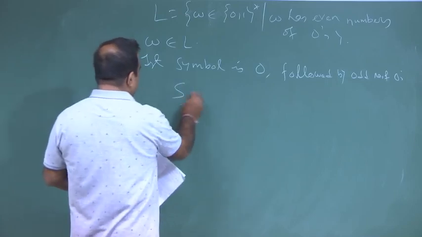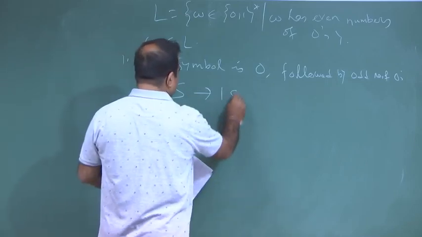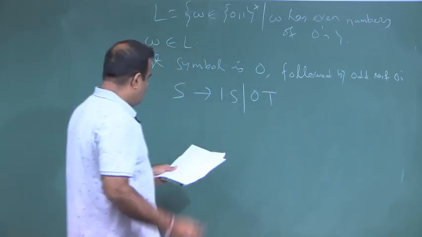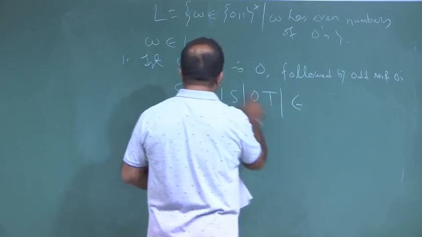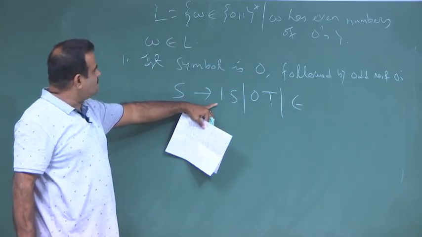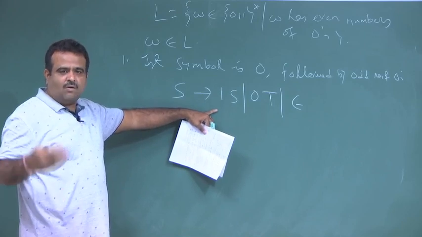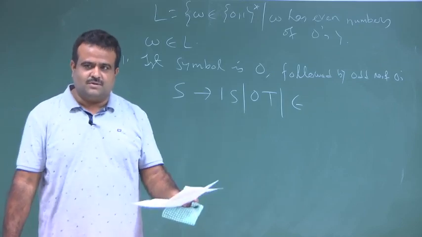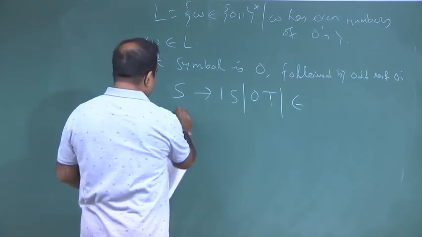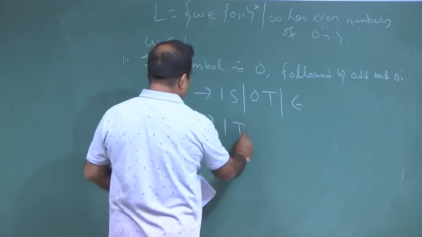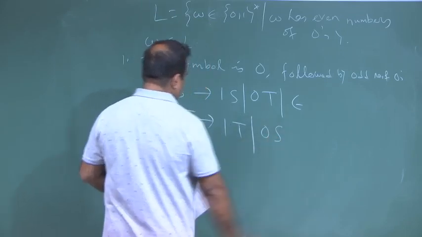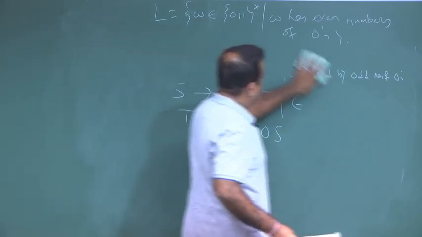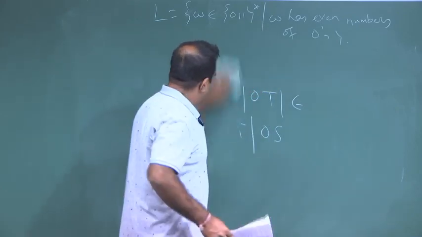So, S is going to 1 S, or 0 T, or epsilon. Second, it can start with symbol 1 and then be followed by an even number of zeros, and then T is going to 1 T or 0 S. Okay. So, let me just write this grammar.